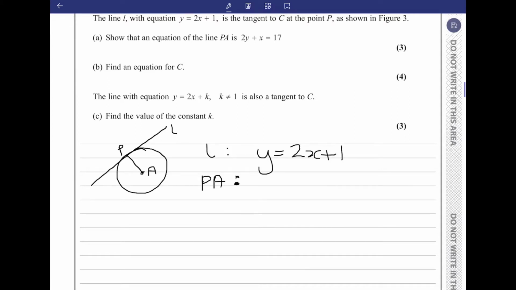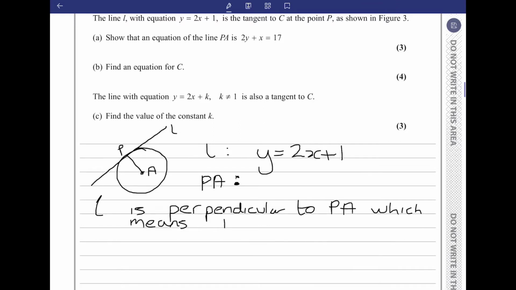So note first that the lines PA and L are perpendicular. So let's write this. L is perpendicular to PA, which means their gradients multiply to minus 1. This is just a basic property.